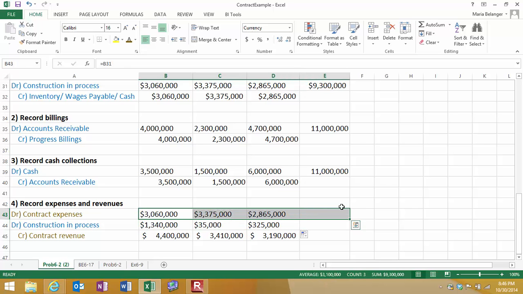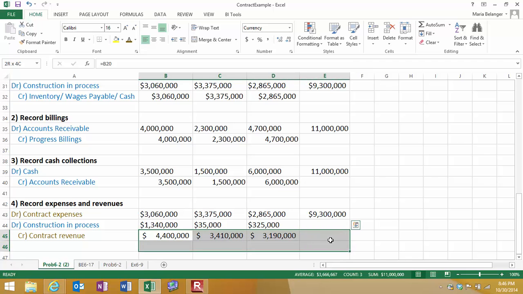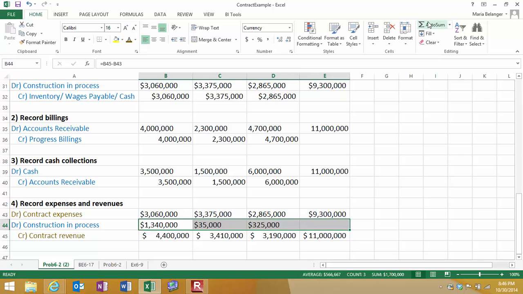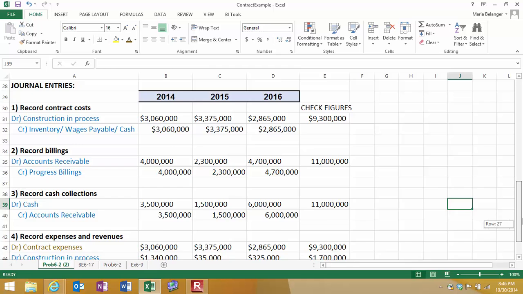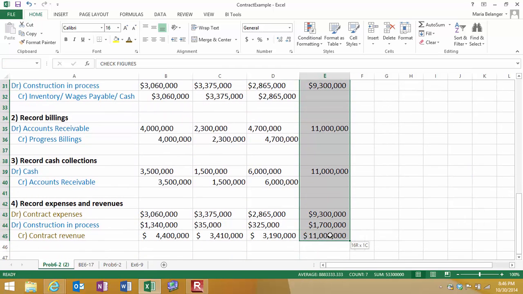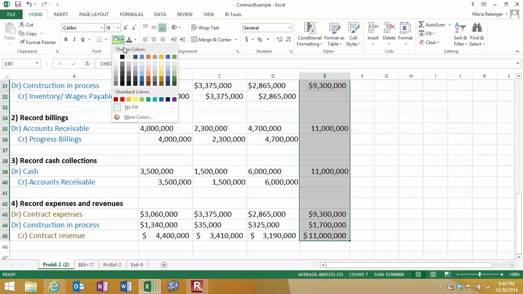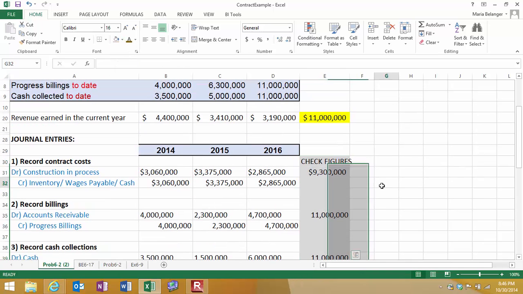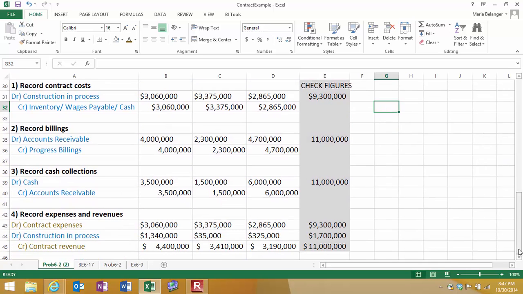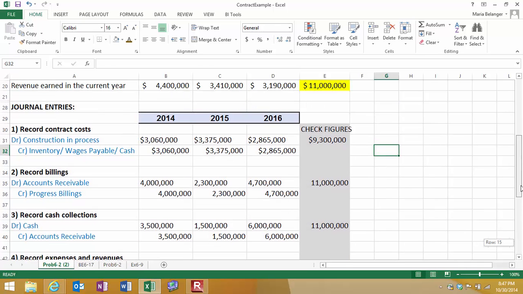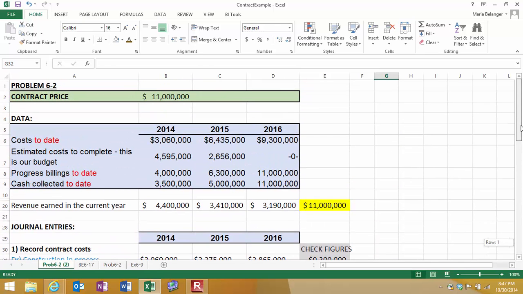And again, using my check figures, my contract expenses add up to the total dollars I spent on the contract. My revenues add up to 11 million. And my gross profit is the difference between the revenues and the expenses. So just make sure these aren't part of the journal entries here, so I'll just gray those out just to make sure that you see that those aren't included. So those are just check figures here. So that completes the journal entries. In a separate video, I will do the balance sheet or statement of financial position presentation.